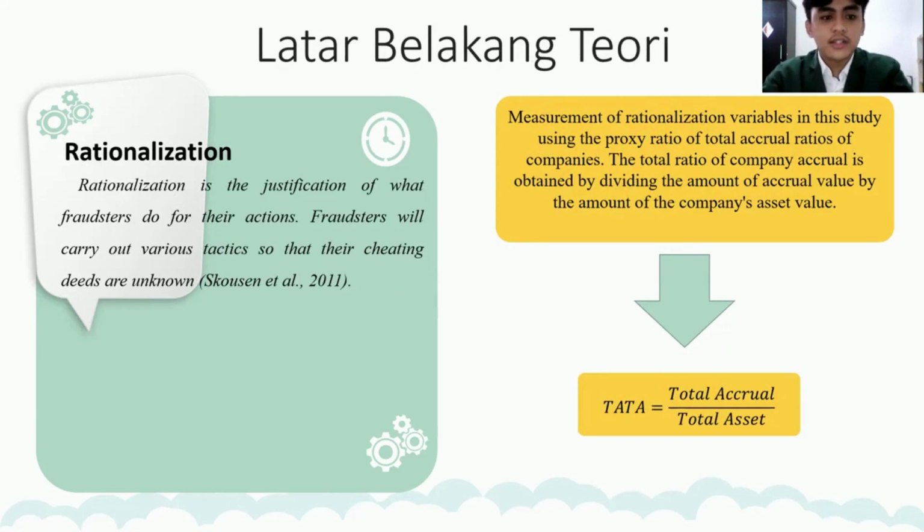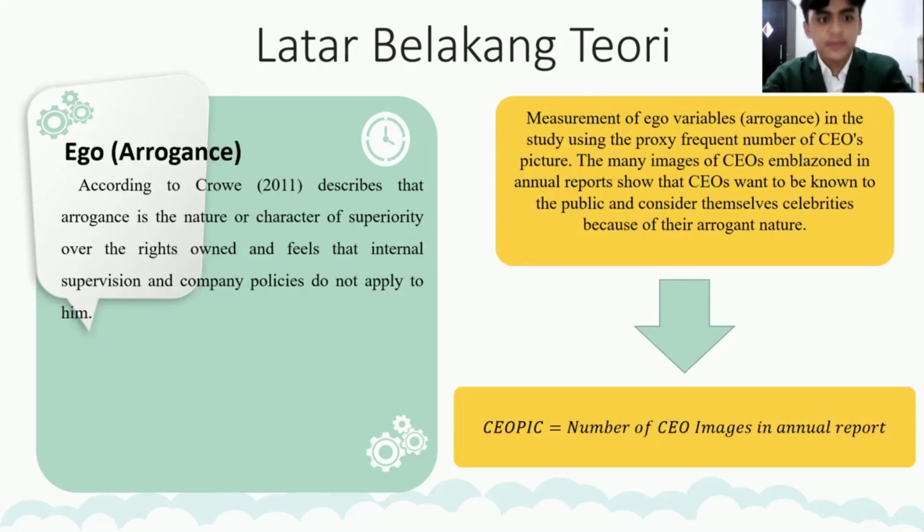5. Rationalization. Rationalization is the justification of what fraudsters do for their action. Fraudsters will carry out various tactics so that their cheating deeds are unknown. To measure the rationalization, I'm using the proxy of total accrual to total asset ratio of the company.